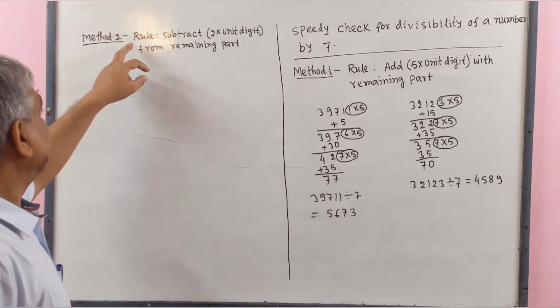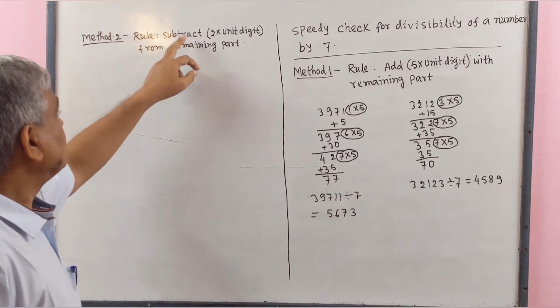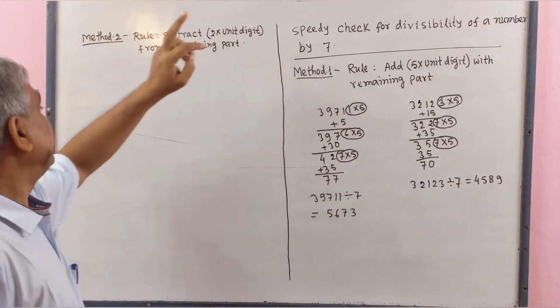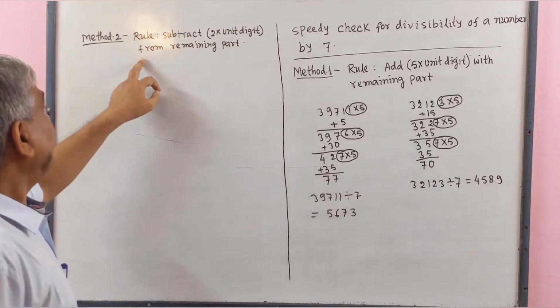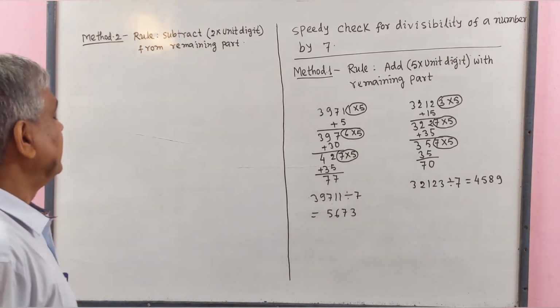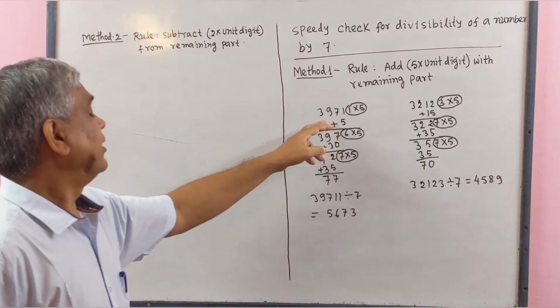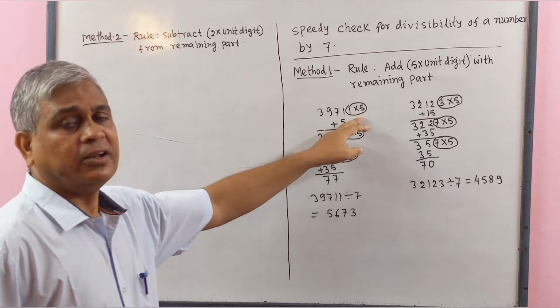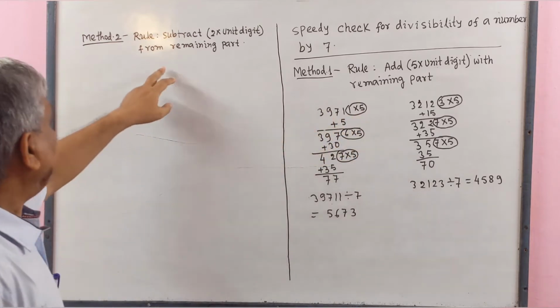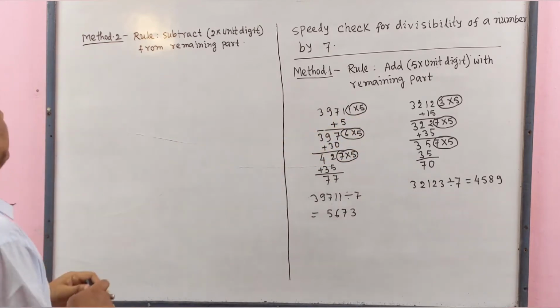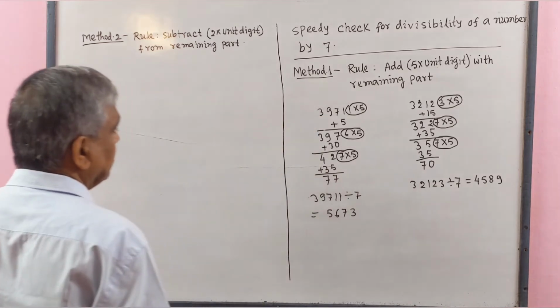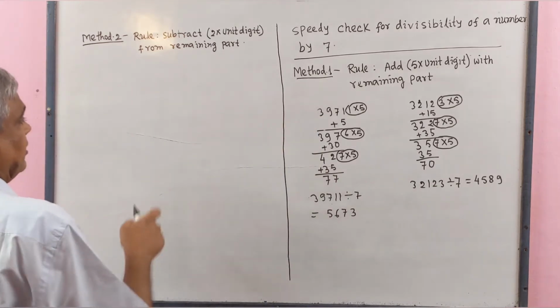Now we explain the second method. In the second method, the rule is: subtract 2 multiplied by the unit digit from the remaining part. Here, in the first method, we added the multiplication. Here we have to subtract. We may take the same example.